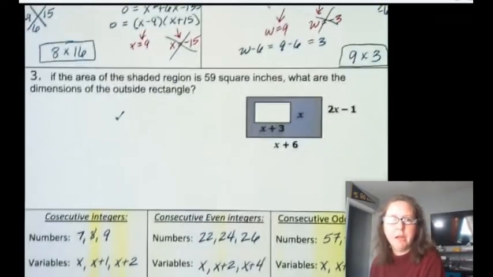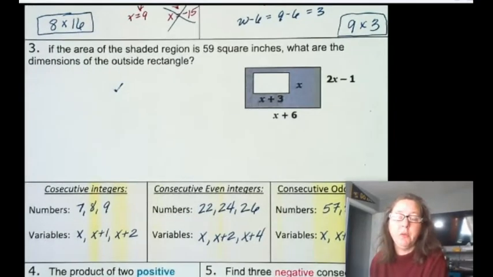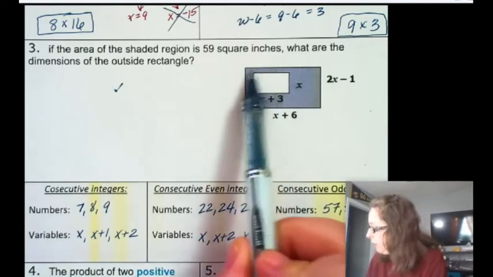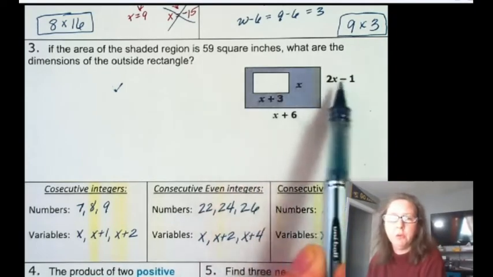Let's look at our last one, dealing with area. So the area of the shaded region is 59 square units. What are the dimensions of the outside of the rectangle? So the first thing that we need to do is use that first sentence to solve for x, okay? The area of the shaded region. So what I'm going to do is I'm going to find the area of the entire outside rectangle.